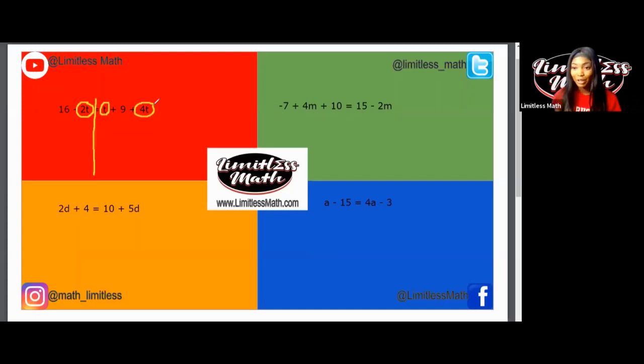Do we have any like terms that we can combine? We have 16 with no variable, just 16, and -2t. We can't put them together, right? Because the 16 does not have the same variable. It doesn't have a variable at all. It can't combine with -2t. So that side is actually okay right now.